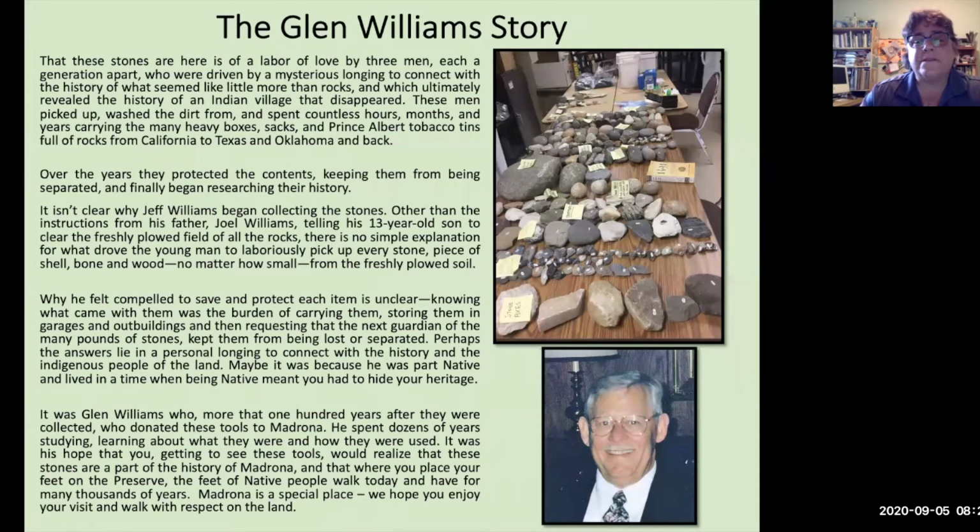Jeff Williams is the fellow that collected the stones, and his father Joel told him to pick up all the stones when he was 13 years old, when they came to California from Oklahoma. He was told to pick up all the stones behind the plow so that the vegetables or farms could be made. He didn't know why at that time, but every rock, every piece of bone, everything he collected, he took with him. It was just something that he did.